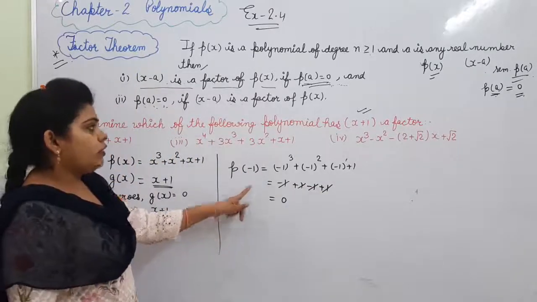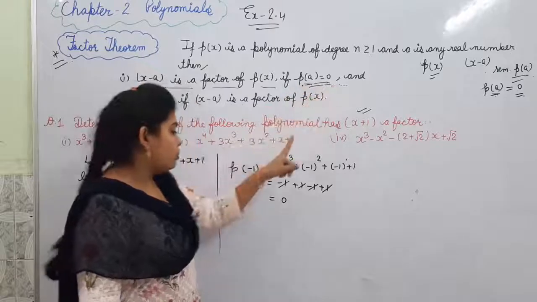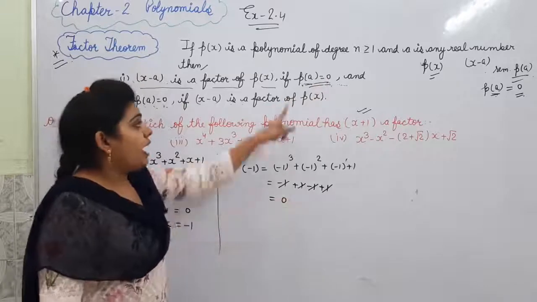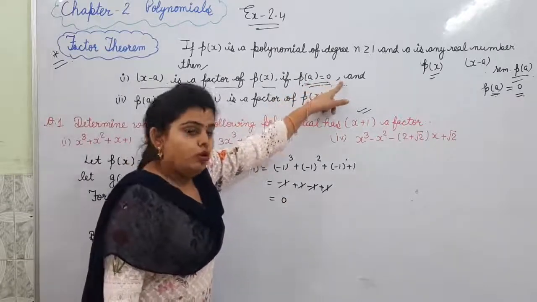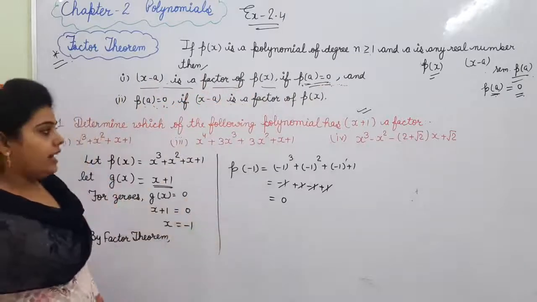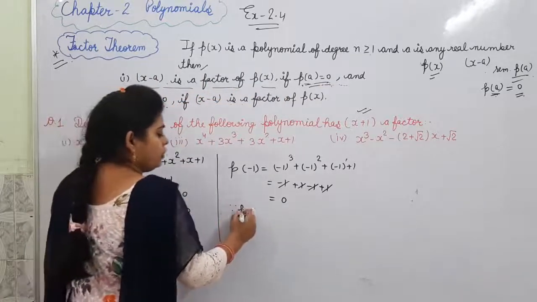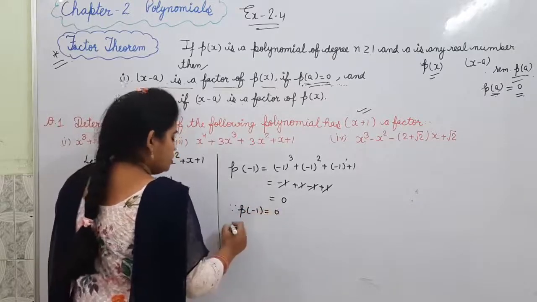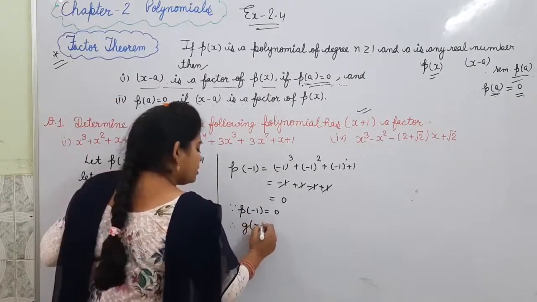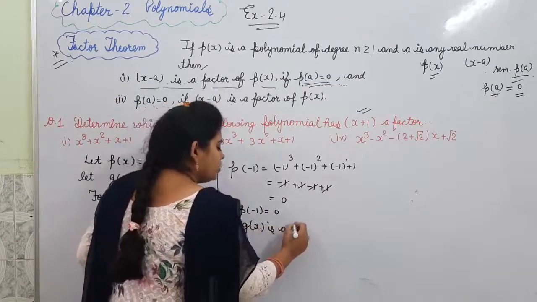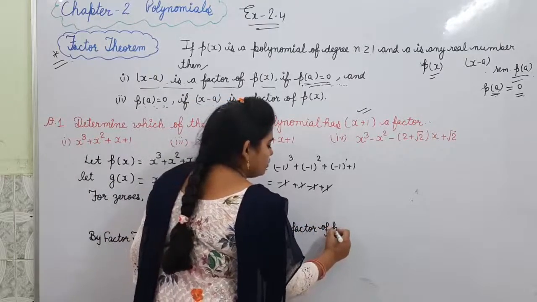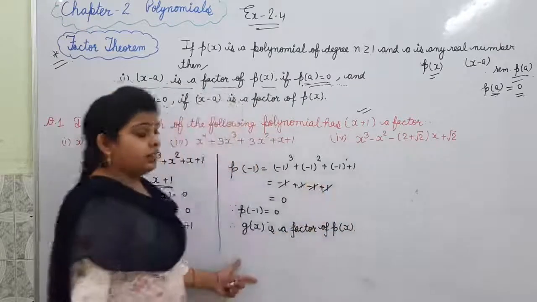Now dear students, what we are getting? P of a is equal to 0 because here a is minus 1. अब हमें यहाँ से क्या मिला? P of a is equal to 0. And if P of a is equal to 0, it means x minus a is a factor of P of x. So what we will write? Because P of minus 1 is equal to 0. So this g of x is a factor of P of x. Is it clear, dear students?